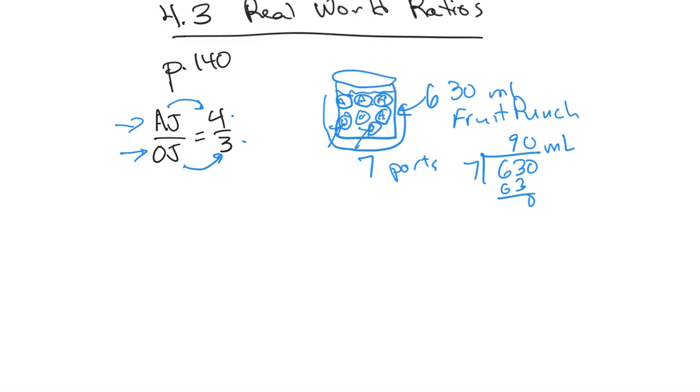Now we can figure out either the apple juice or the orange juice, and they ask us how much apple juice she uses. The apple juice has 4 parts, and if each part is 90, we're going to multiply the 4 parts times the 90. And 4 times 9 is 36, so that would be 360 milliliters. You have to put a label on there too.